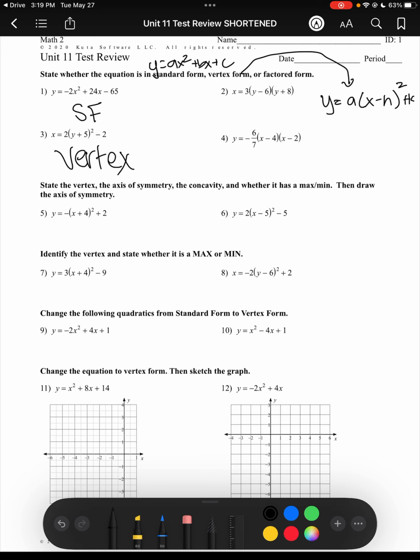Lastly, we have factored form, which is when we've factored it into its two parts. And those allow us to be able to quickly find the x-intercepts. We can also find the y-intercepts, but it's not as easy to find the vertex or determine whether it's a maximum or minimum. So question 2 and question 4 are in factored form.